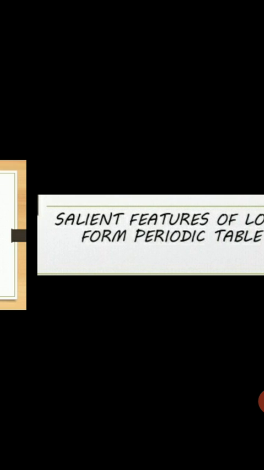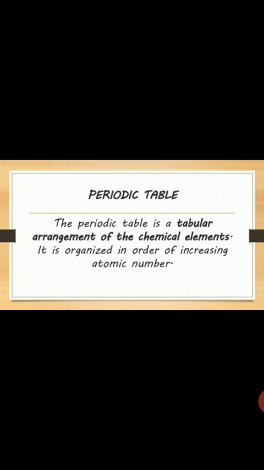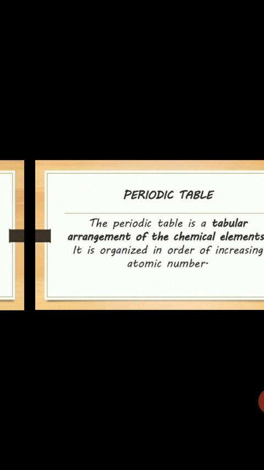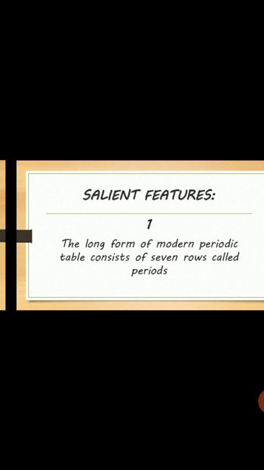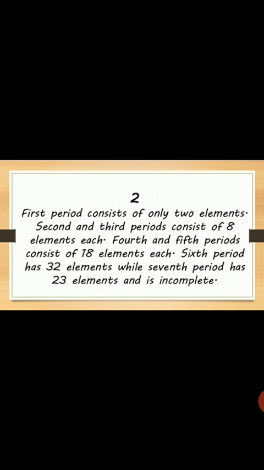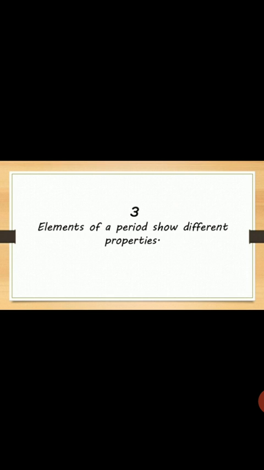Now, what are the features of the long form of periodic table? The periodic table is the tabular arrangement of the chemical elements organized in the order of increasing atomic number. The long form of modern periodic table consists of 7 rows called the periods. The first period consists of only 2 elements, second and third 8 elements each, fourth and fifth 18 elements each, and sixth has got 32 elements, and till now the seventh period has got 23 elements and it is incomplete, right?